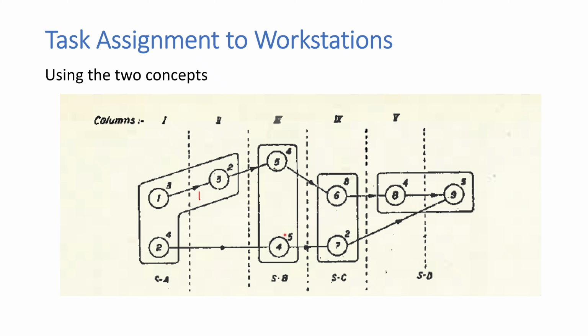Now 5 and 4 are combined. Task 5 time is 4 and task 4 time is 5. So 5 plus 4 is 9. Still it is less than 10. So 5 and 4 is the next workstation, that is workstation number 2.